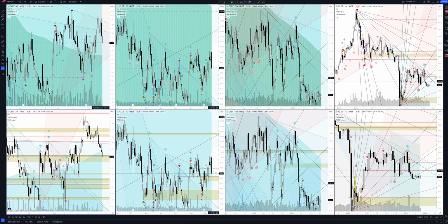Today we will take a look at Chatham Lodging REIT stock. Let's analyze the market situation and find out how you can make money on it. Let's start.